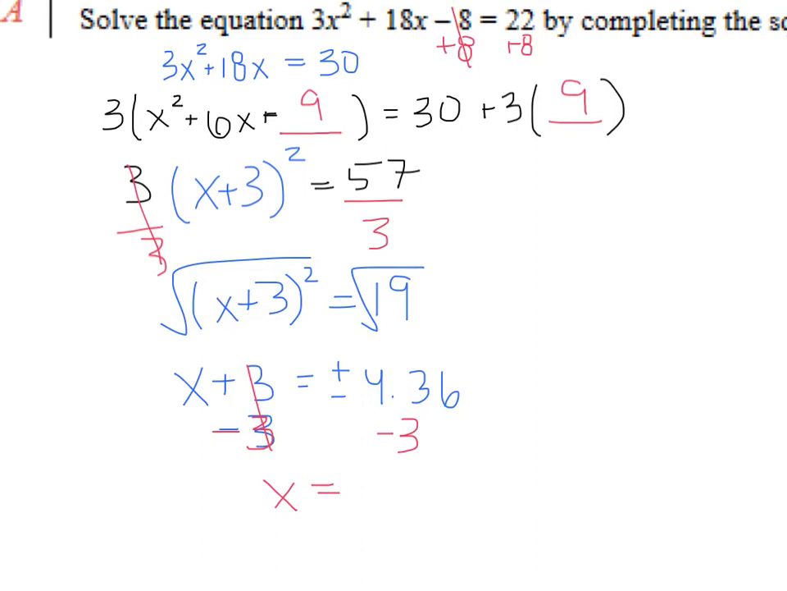We have a positive 4.36 minus 3, which would be 1.36. And we have a negative 4.36 minus 3, which would be a negative 7.36.